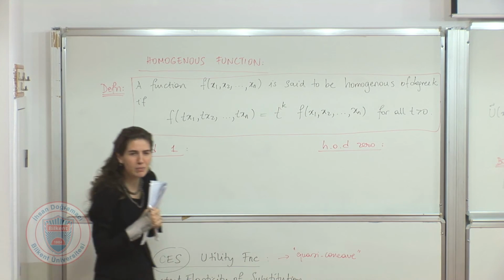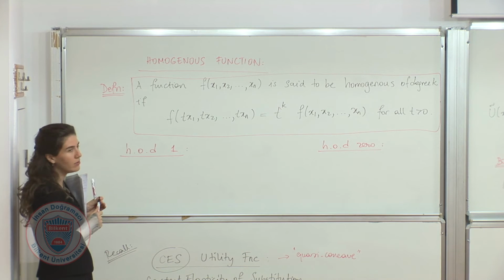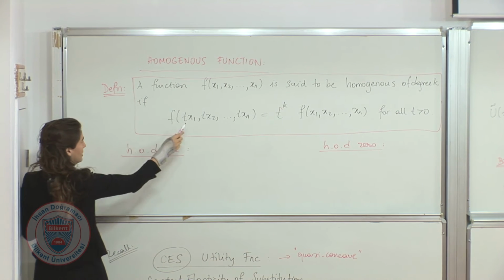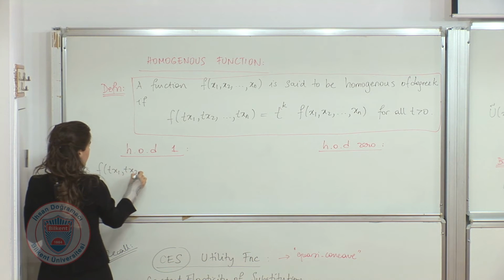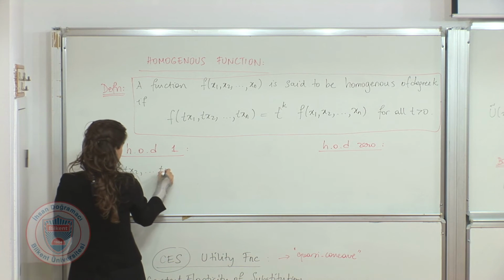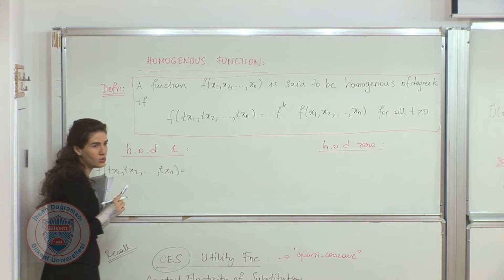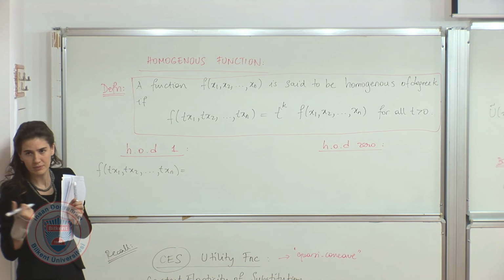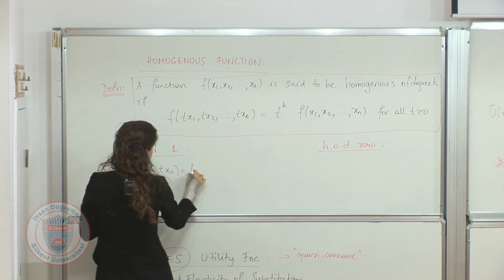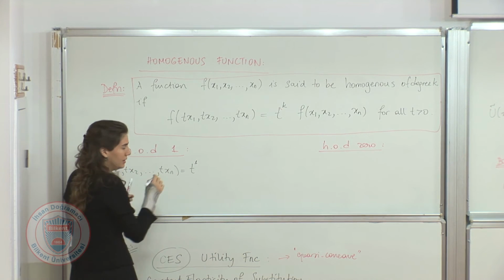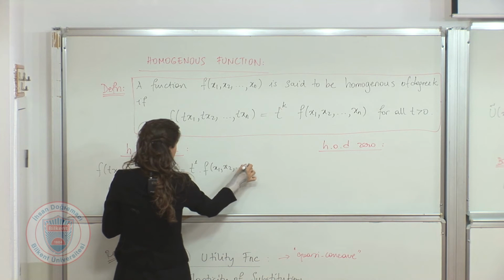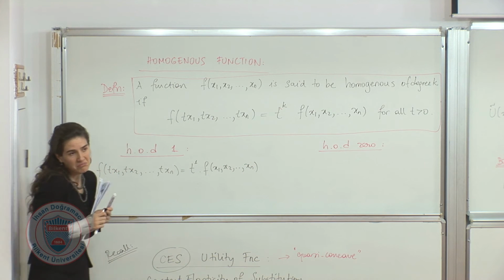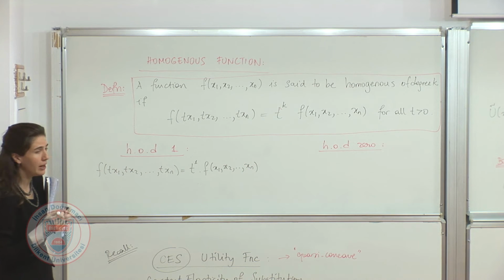So what does this mean, right? If it's homogeneous of degree 1, it means that if I multiply all these arguments by this t, then this t will pop up, right? t to the power 1, f of x1, x2, xn. Right? So this is basically the case.